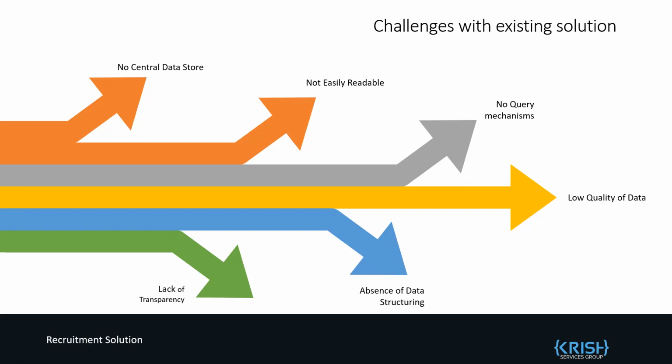If the management wants to get an overview of what is happening with respect to a given position, they have no clue currently until they talk to the concerned HR executive, and even the HR executive herself has to go through several emails and trackers to get this information for the management. So these are all the major challenges we faced with the current process of recruitment at Krish.